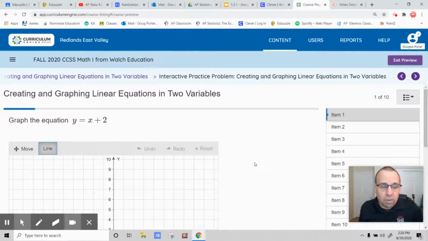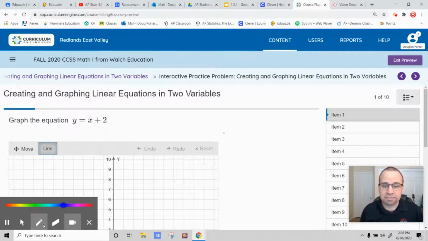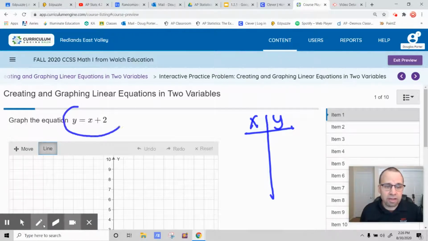So when you get started on the homework, there's a few things I want you to keep in mind. One, I always want you to make a table. It'll make things easier when you're graphing. So this is how you make a table. Mark it X and Y. Here's your equation right over here.